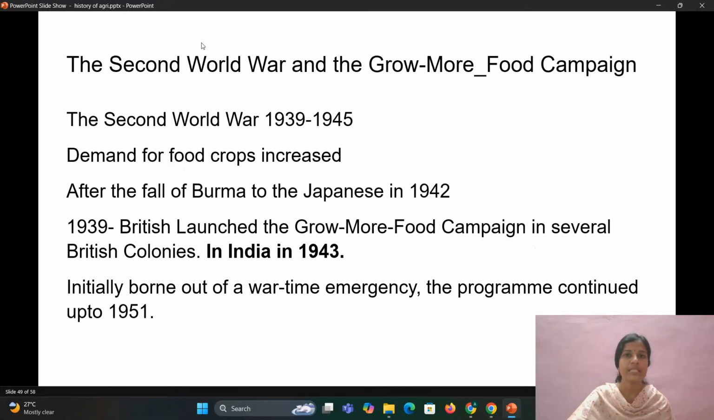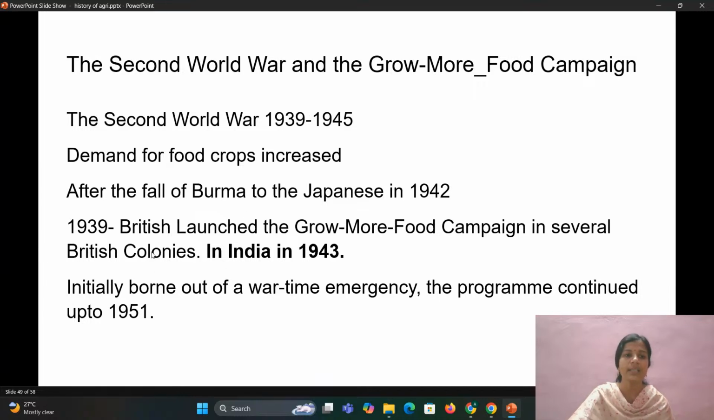Then some aspects regarding this Grow More Food campaign. Just before Green Revolution, we had some other campaigns or projects for boosting food grain production, and the major one among them is the Grow More Food campaign. Grow More Food campaign was launched in various British colonies during the Second World War.